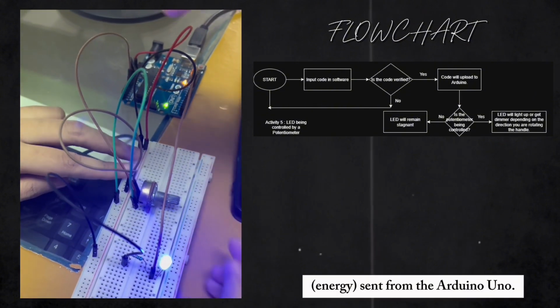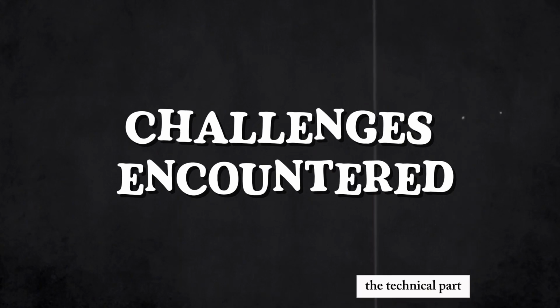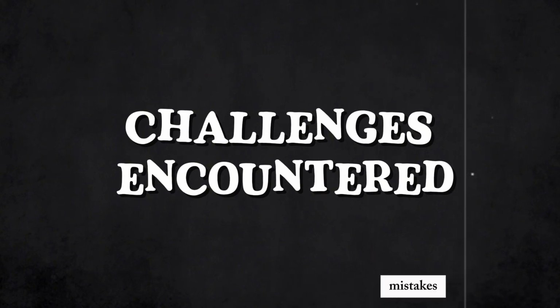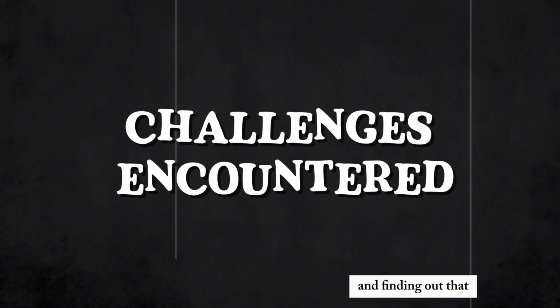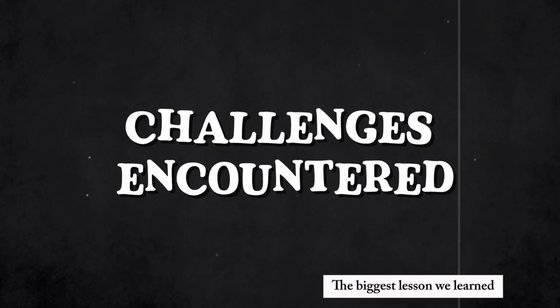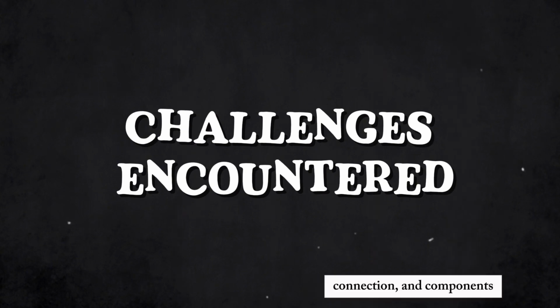The main challenges we faced were not about understanding the technical part but more about handling the components and assembling them correctly. We made simple mistakes like connecting the wires in the wrong way, forgetting to plug the circuit into the Arduino Uno, and finding out that some components were not working properly. The biggest lesson we learned was the importance of being careful and checking everything step by step, every wire, connection, and component, to make sure the circuit works properly.